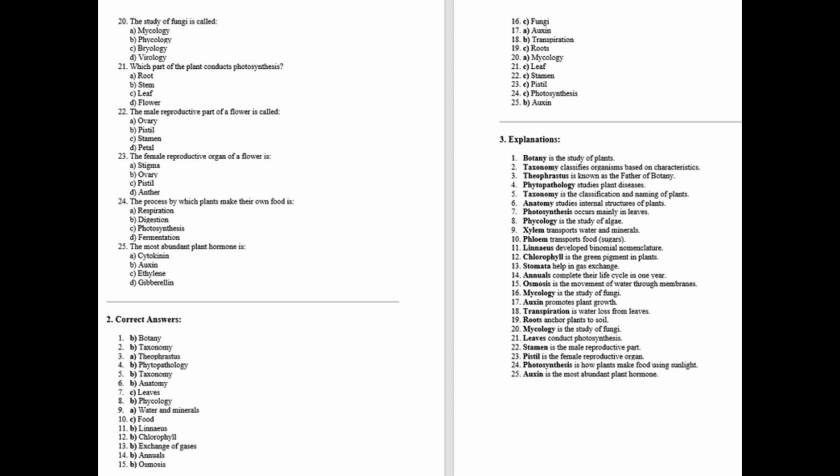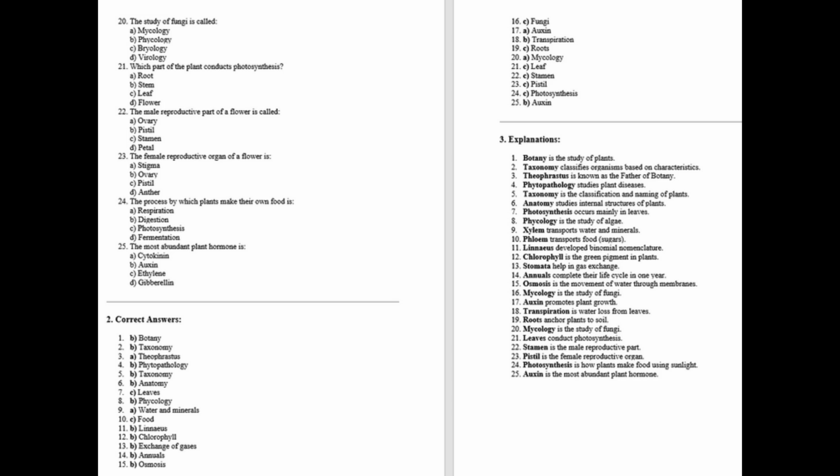Phycology is the study of algae. Xylem transports water and minerals. Phloem transports food. Linnaeus developed binomial nomenclature. Chlorophyll is the green pigment in plants. Stomata help in gas exchange. Annuals complete their life cycle in 1 year.